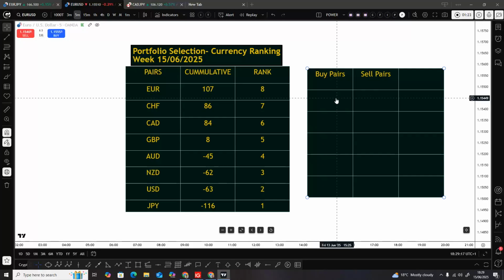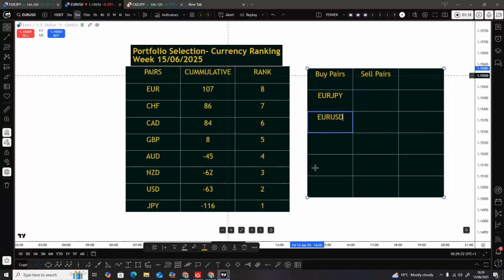And as you can see, euro is the strongest on the board, the weakest is the yen. So I straight go for that, EURJPY. Then the next will be euro US dollar. Okay, based on the currency, then the analysis will follow.